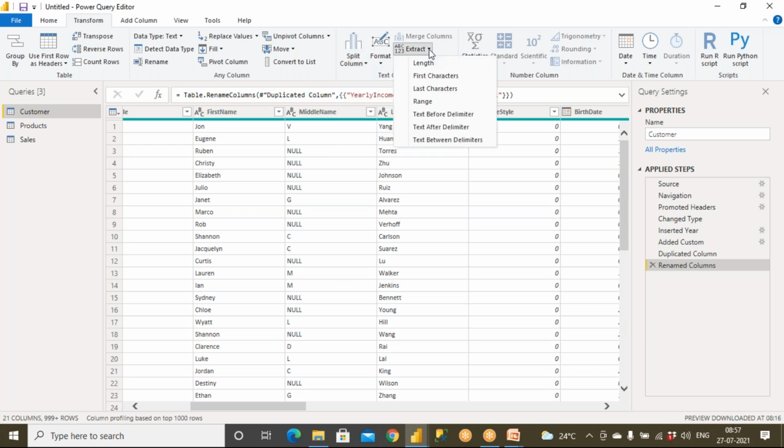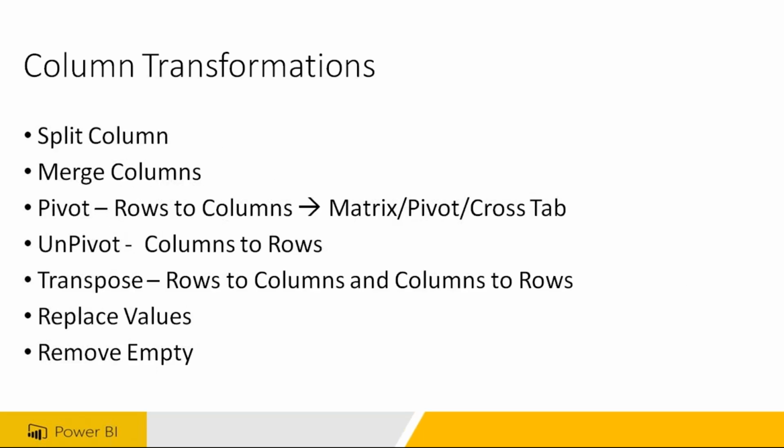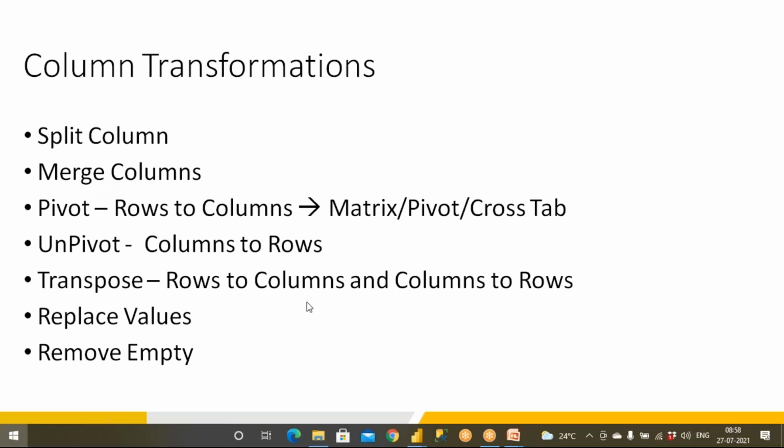A couple of options are also available here, so you need to work on them one by one. I need first characters, last characters, range of data, text before, text after, text between. Whatever option you want to use, you can have it. Then we also discussed how to perform a duplicate column and how we can use this, right? Split column, merge column. I would like to create a full name.